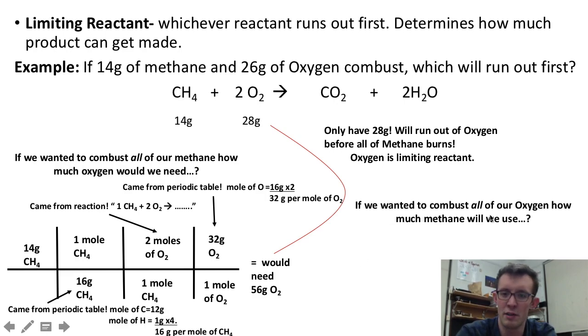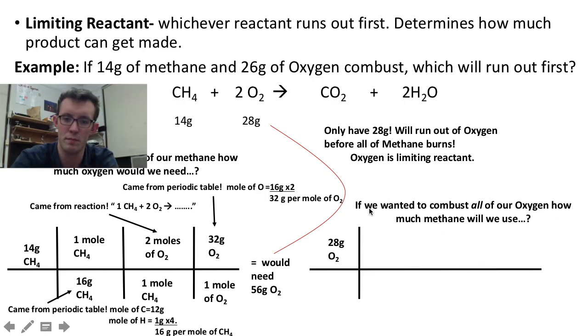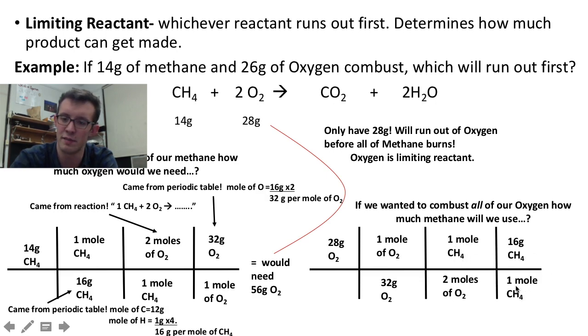So then if we wanted to find out how much of the 14 grams of methane we would actually use, what we can do is convert our 28 grams of oxygen and see how much methane it requires. So we'll go through a similar process. We'll convert our grams of oxygen into moles of oxygen, knowing that there's 32 grams of oxygen per mole. Then we know again that there's 2 moles of oxygen going to be used up for every mole of methane being used up. And last, we can convert the moles of methane that we'll use into grams, knowing that there's 16 grams of methane per mole of methane.